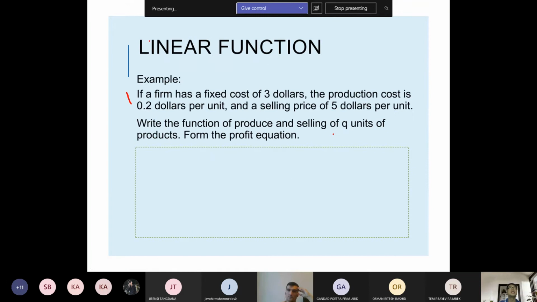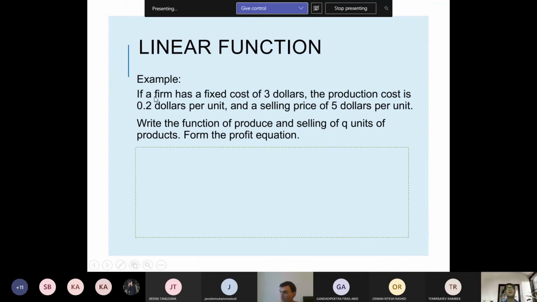Now, let's see an example here. Can you try this example? We take maybe 1 or 2 minutes to try this one, and then we will go through the answer together.